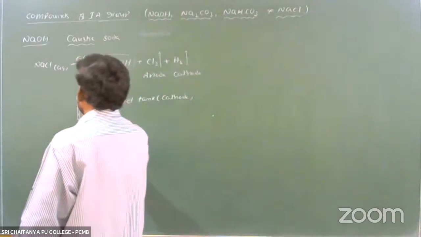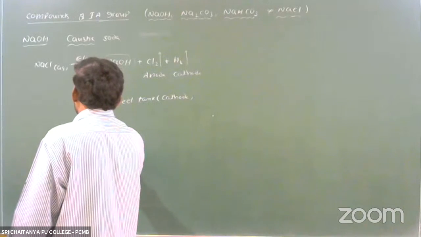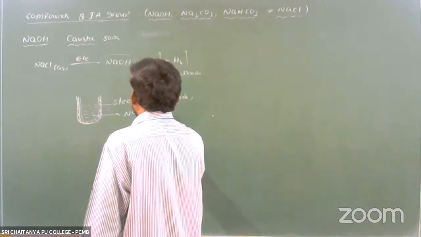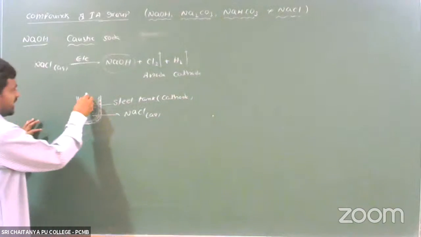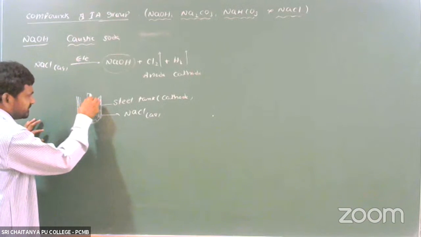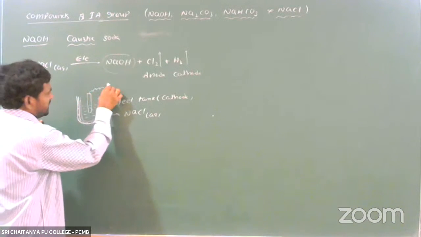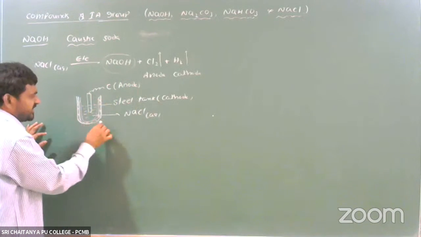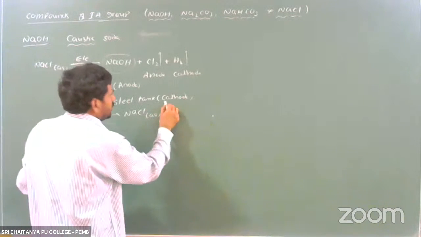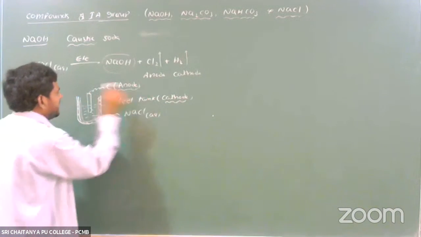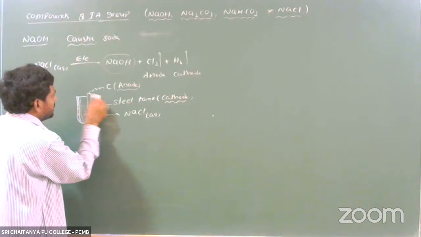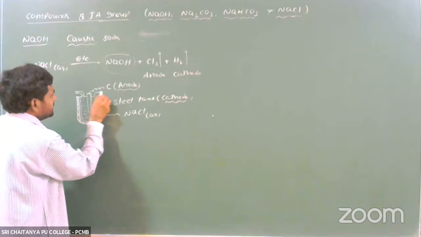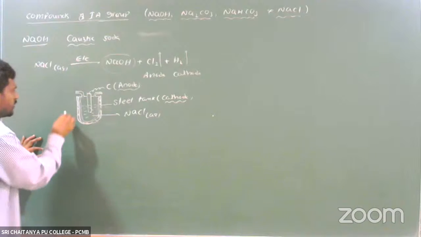Brine solution, aqueous sodium chloride, is taken in as the electrolyte. A graphite rod is arranged in it, and this graphite rod acts as the anode. The steel tank acts as the cathode. It is completely covered, and there is an outlet to collect the chlorine gas.